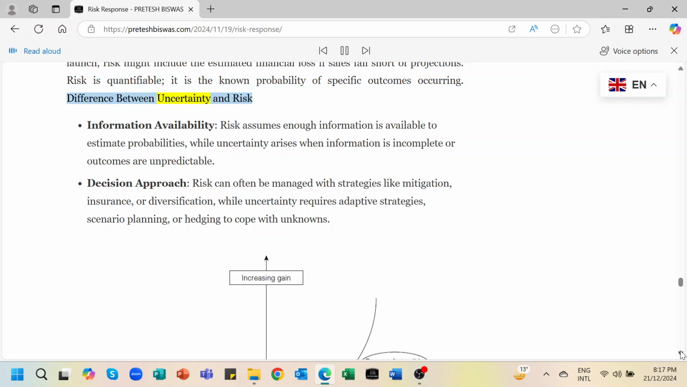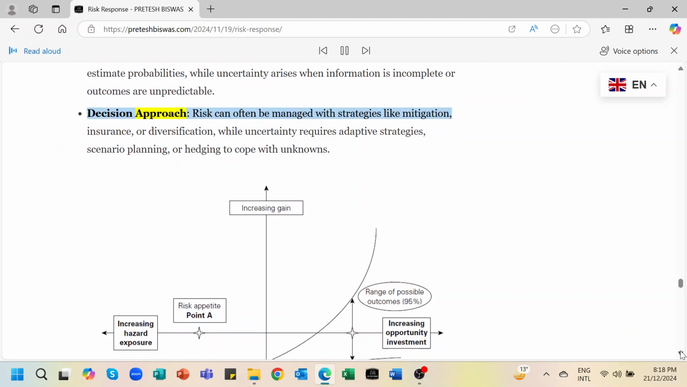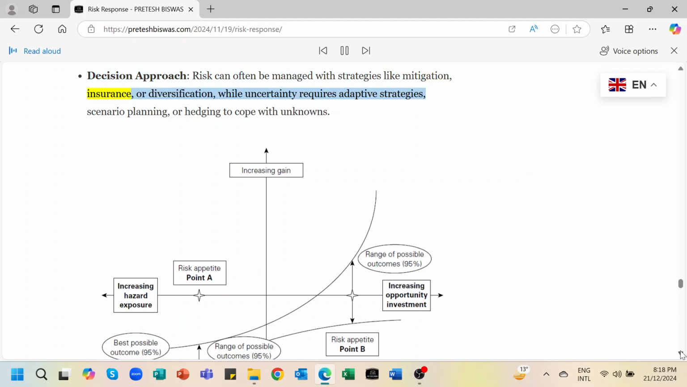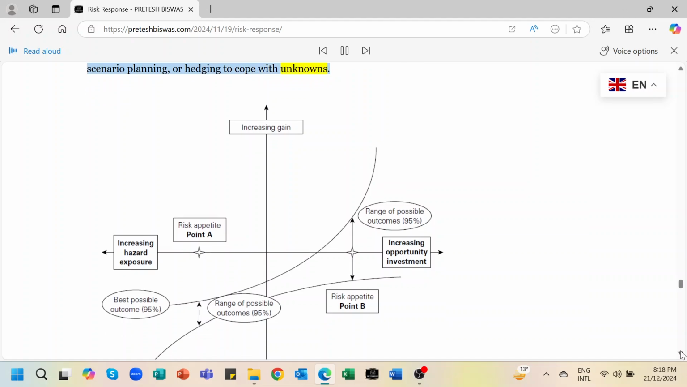Difference between uncertainty and risk. Information availability. Risk assumes enough information is available to estimate probabilities, while uncertainty arises when information is incomplete or outcomes are unpredictable. Decision approach. Risk can often be managed with strategies like mitigation, insurance, or diversification, while uncertainty requires adaptive strategies, scenario planning, or hedging to cope with unknowns.